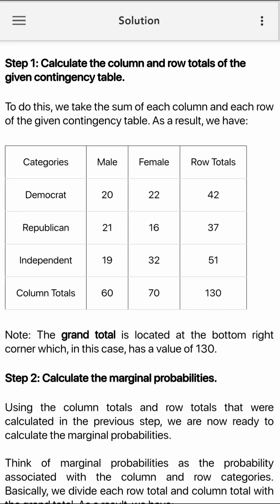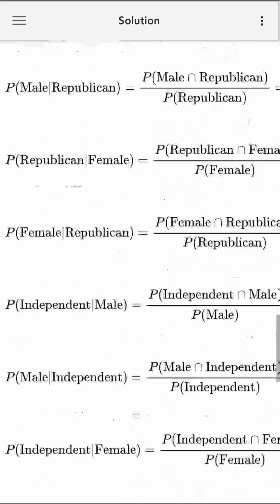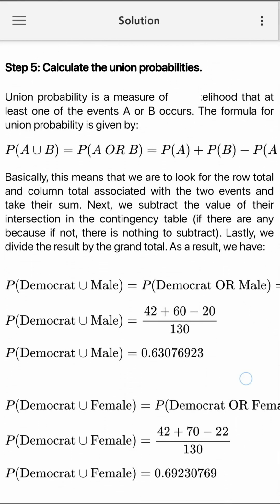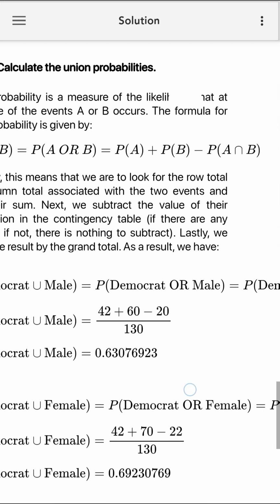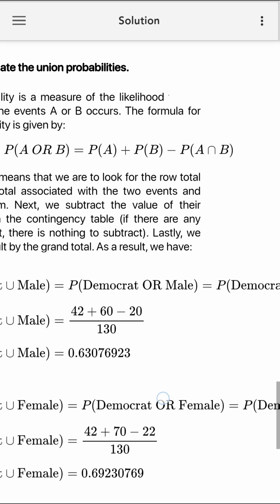Since we need to calculate the union probabilities, we proceed directly to Step 5. Before we do any calculation, it's essential to understand the equation. Notice that we are to add 2 marginal probabilities and subtract the joint probability between the 2 events. As we calculate the union probabilities, try to observe how this equation is used. You might discover a valuable insight as you utilize this equation.